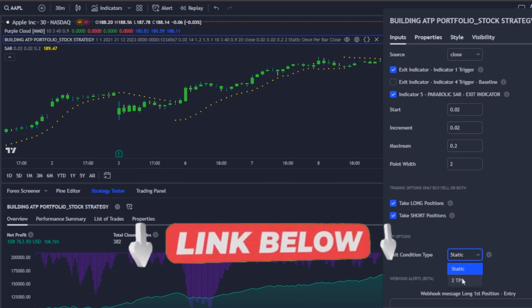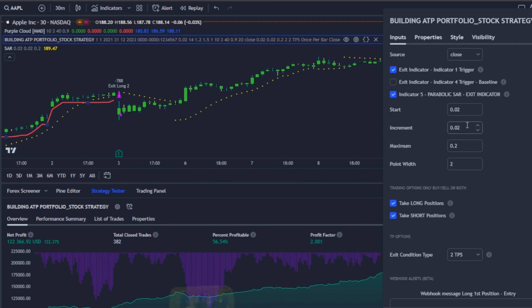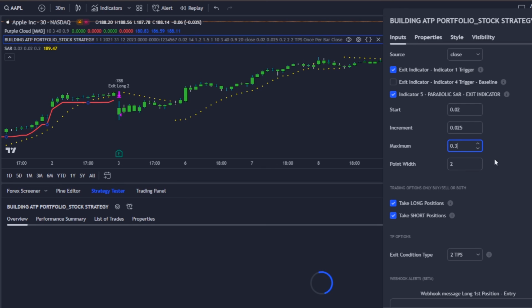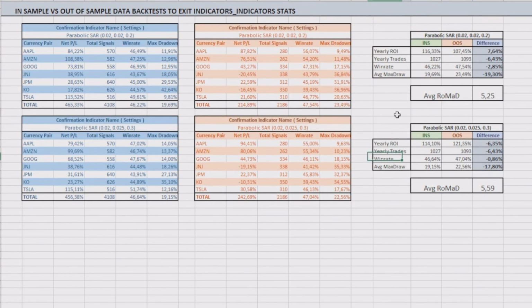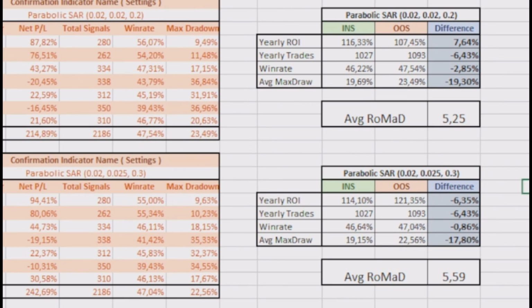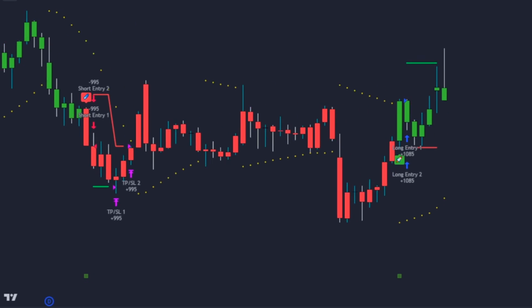With the help of my trading bot, I performed some optimizations on the parabolic SAR and I was able to smooth out the results even more. As you can see, by using an increment of 0.025 and a max value of 0.3, I was able to increase the efficiency and consistency of both samples and also the average return over max drawdown ratio. And so ends today's episode.